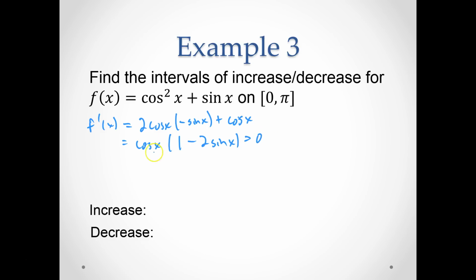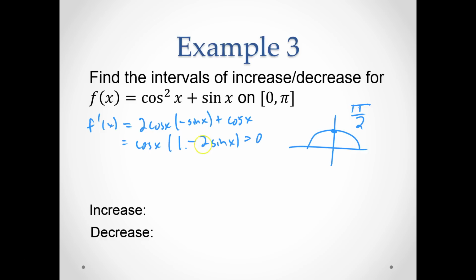So if that's equal to 0, either cosine is 0, or 1 minus 2 sine x is 0. We're looking just from 0 to pi, so we're just on the top half of the circle, right up there. So cosine x being 0 somewhere in there, that only happens up here at pi over 2. So pi over 2 is for sure one of our points that we're going to be concerned with.